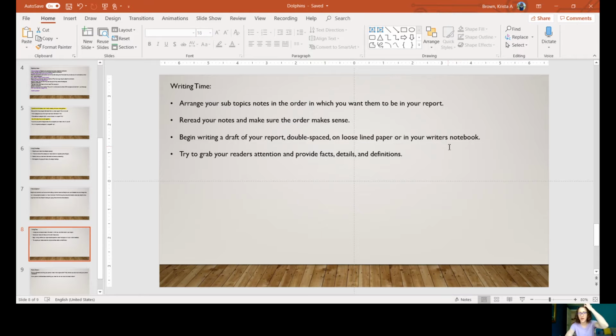Just any place that you write it, make sure that you're going to be able to pull it back out the next day. You want to try to grab your reader's attention. You want to get that little hook and get them so that they want to read the whole paper that you're writing. You can provide those facts, details, and definitions of anything that may be confusing.